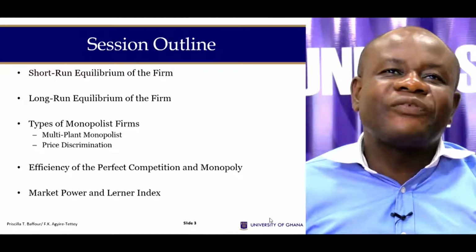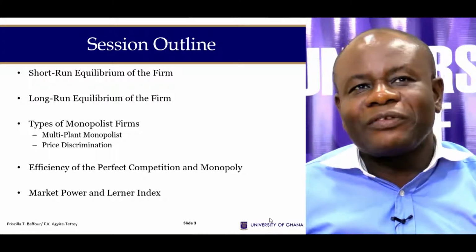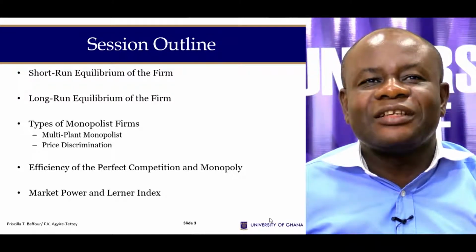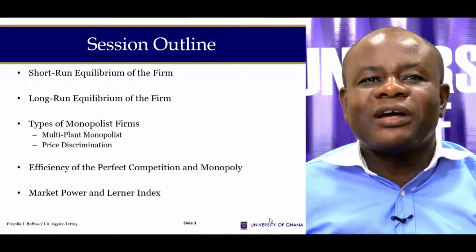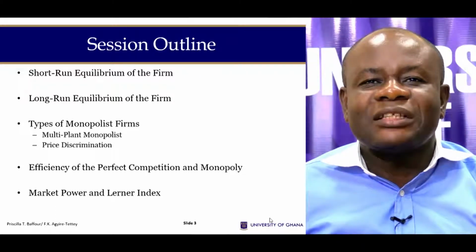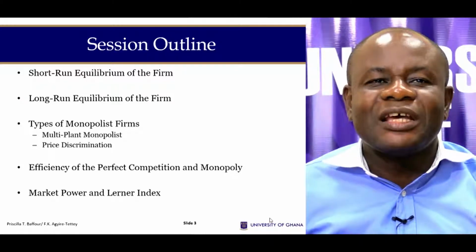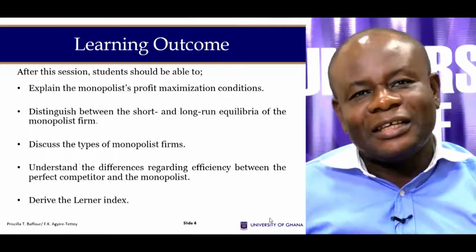We will start with the short-run equilibrium of the firm and proceed to the long-run equilibrium of the firm. Then we will look at two types of monopolists in this session: price discriminating monopolists and multi-plant monopolists. And we will look at the efficiency of the perfectly competitive market and that of the monopolist. And also we will analyze market power and the Lerner index.